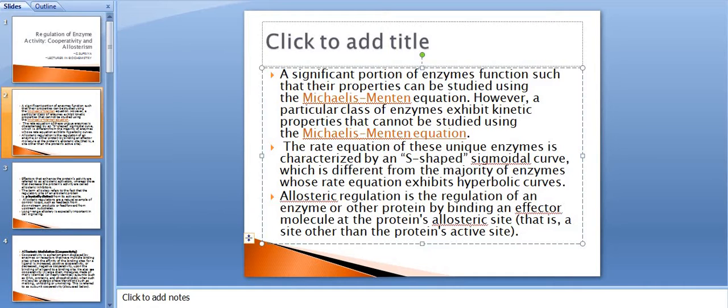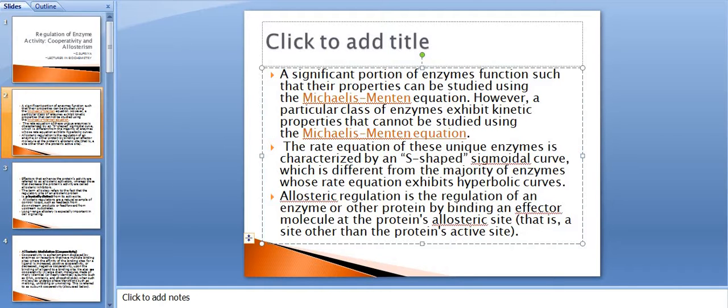Next, allosteric regulation is the regulation of an enzyme or other protein by binding an effector molecule at the protein's allosteric site, that is nothing but a site other than the protein's active site.